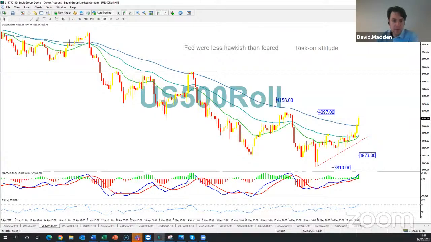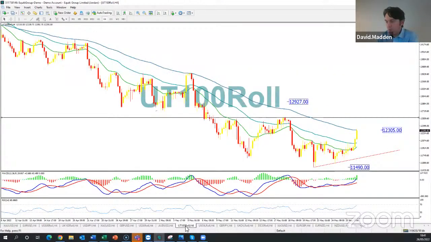Got a question here about the moving averages. I'll go to the UT 100. I'm looking at a 4-hour chart here, and I have 3 moving averages on my screen. The shortest one is a 20-period moving average, this one is a 50-period moving average, and this one is the 100-period moving average.